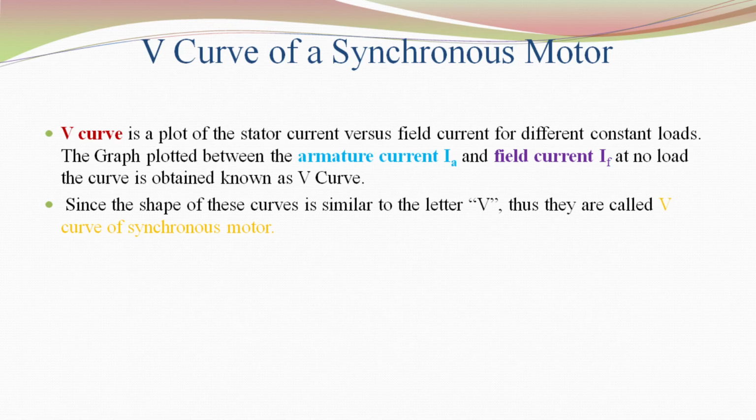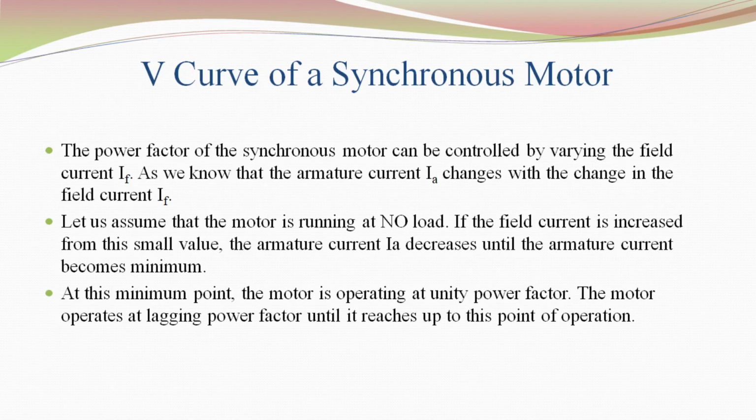So in the exam you may get a question of what is V curve of a synchronous motor. So what we can write as the answer for this? V curve is a plot of stator current versus field current for different constant loads, and the graph plotted between armature current IA and field current IF at no load is called the V curve. Since the shape of this curve is similar to the letter V, they are called V curves of synchronous motor. Power factor of synchronous motor can be controlled by varying the field current IF.